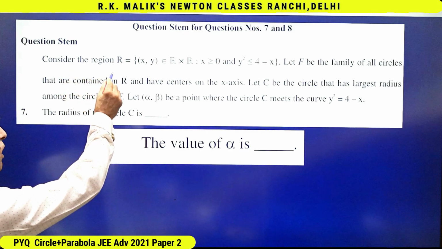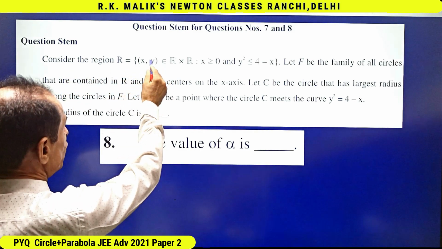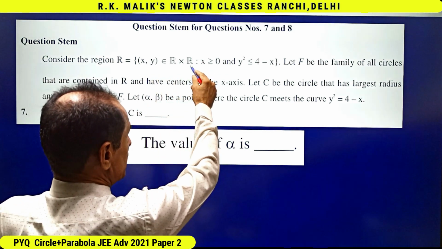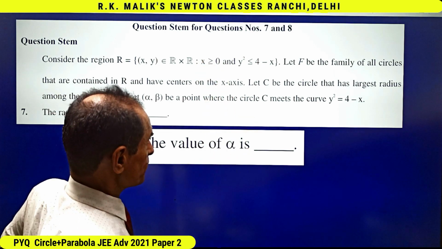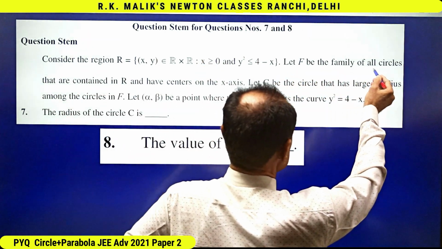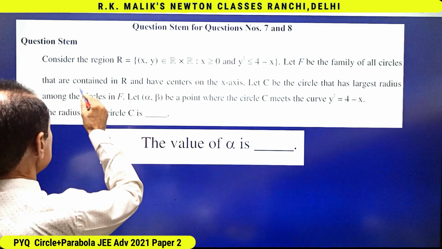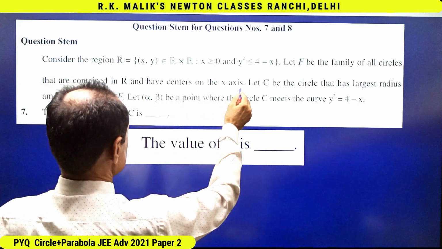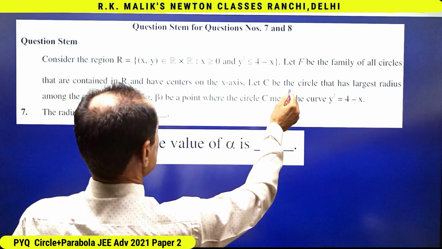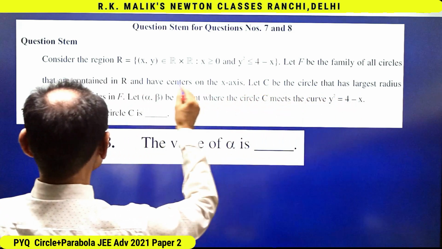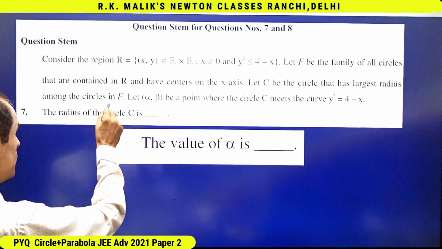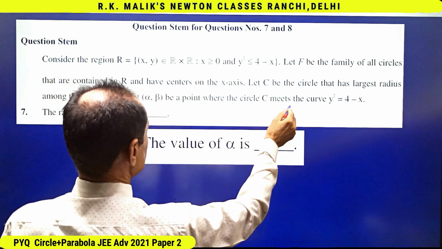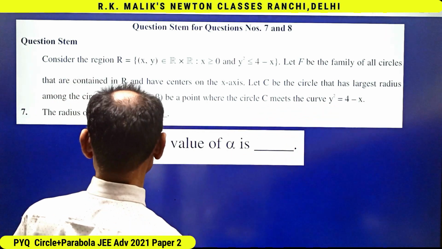Consider the region R, which contains all the ordered pairs (x, y) which satisfy these two conditions. Let F be the family of circles that are contained in R and have centers on the x-axis. Let C be the circle that has the largest radius among the circles in F. Let (alpha, beta) be a point where the circle C meets the curve y square equal to 4 minus x.